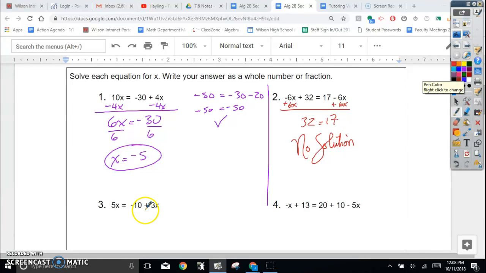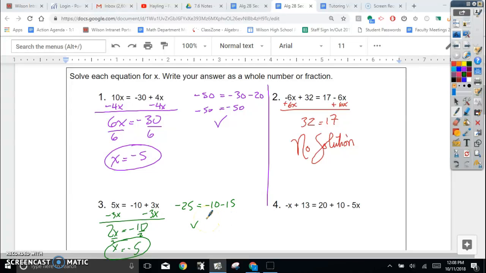Going down to 3 here, I'm going to move the smaller x to be consistent. So I move it over, and I get 2x equals negative 10. I'm going to divide by 2, and that gives negative 5, so x equals negative 5. Again, if you want to check that, that would be negative 25 equals negative 10 minus 15. That's going to give me negative 25 on both sides, so I know that I did it correctly.